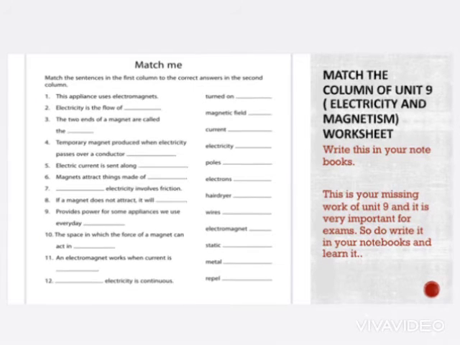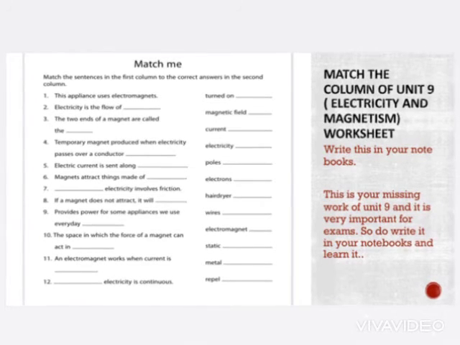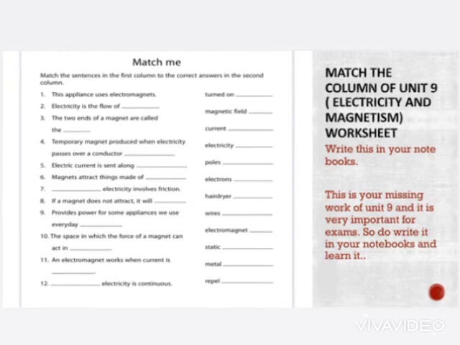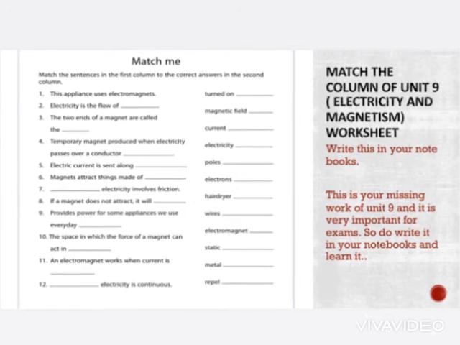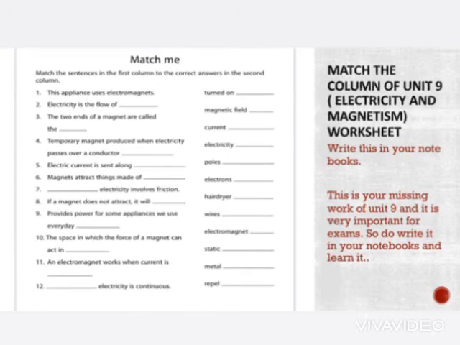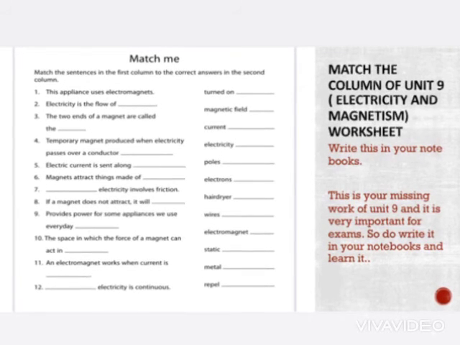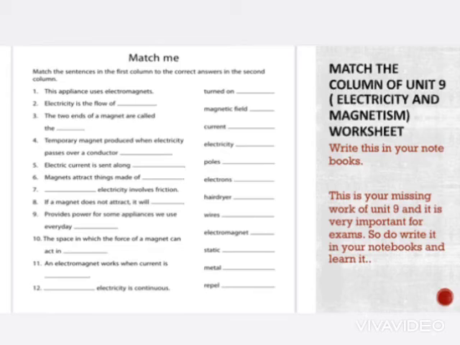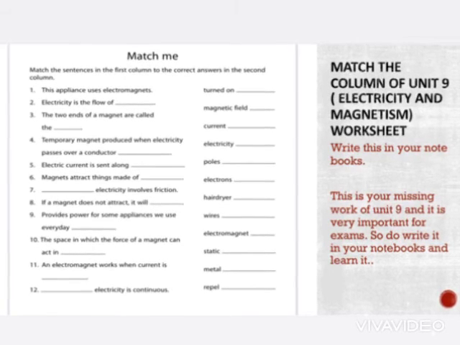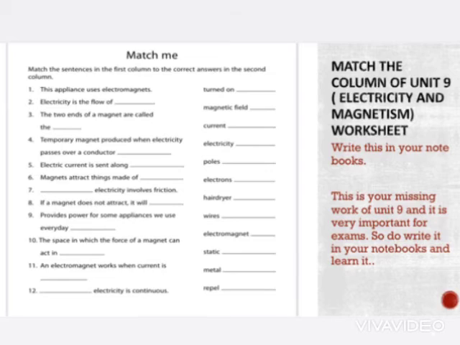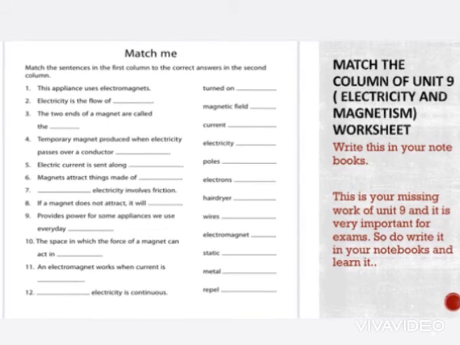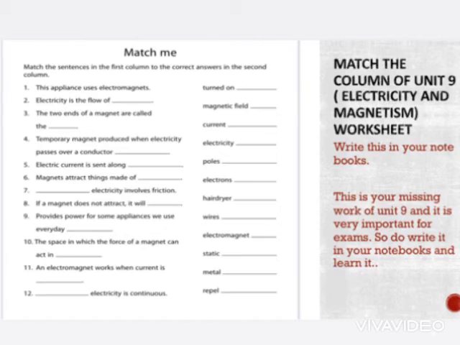So now I will tell you how to solve it in your notebook. First of all, you will write the numbers of column A and then you will draw the column B. Number 1, this appliance uses electromagnets. Number 2, electricity is a flow of dash. Number 3, the 2 ends of the magnet are called dash. Number 4, a temporary magnet is produced when electricity passes over a conductor dash. Number 5, electric current is sent along dash. Number 6, magnets attract things made up of dash. Number 7, the dash electricity involves friction. Number 8, if a magnet does not attract, it will dash.